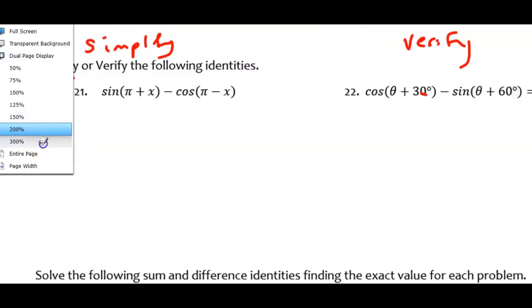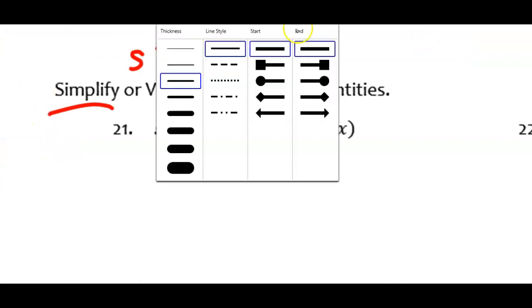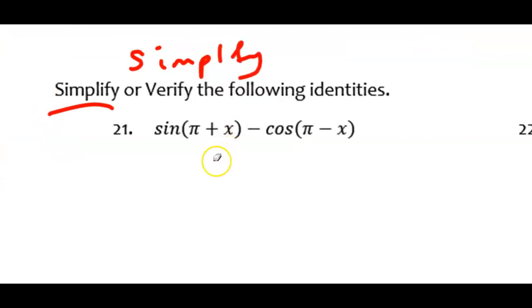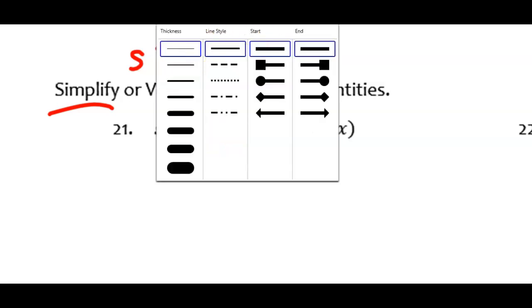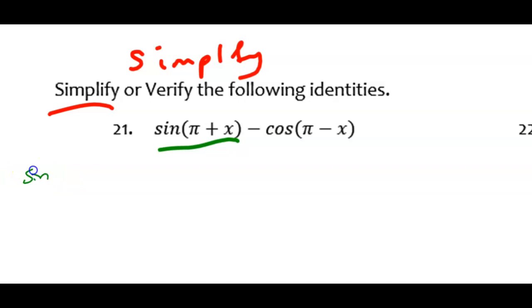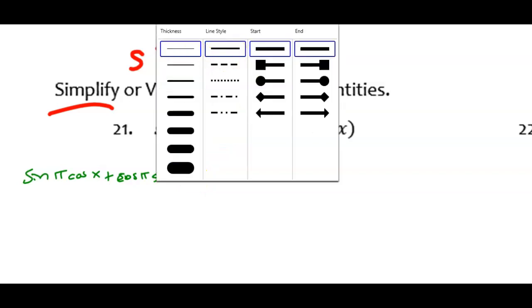We need to expand these. So let me make this big so I have space to write. So we got to expand this first. All right. So I'm going to do this one in green. So we have sine of pi, cosine of x, plus cosine of pi, sine of x. And then we have this minus sign right here. So I'm going to put that minus sign back in black. And then I'm going to expand this other side right here in blue.